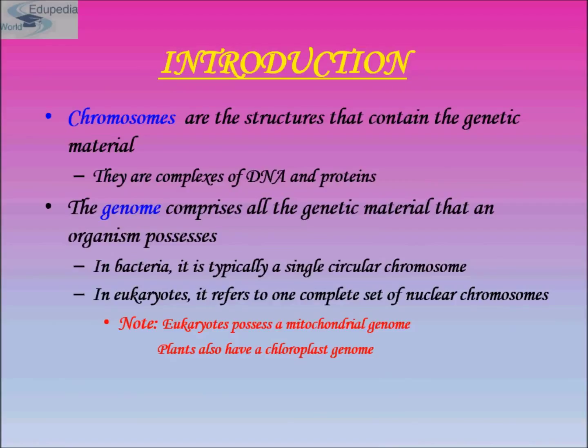I have already introduced chromosomes to all of you. So once again, chromosomes are the structures that contain the genetic material. They are complexes of DNA and protein. The genome comprises all the genetic material that an organism possesses. In bacteria, it is typically a single circular chromosome. In eukaryotes, it refers to one complete set of nuclear chromosomes. Eukaryotes also possess a mitochondrial genome, and plants also have a chloroplast genome.